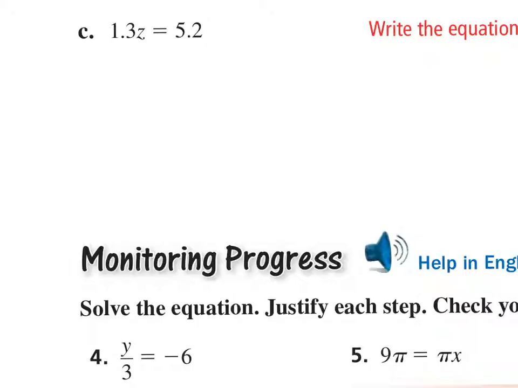Lastly, here we have a decimal problem. Again, decimal division is a little bit more complicated, so we need to make sure that we still understand how it's hooked.